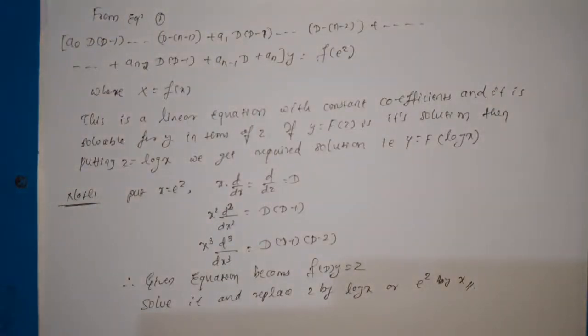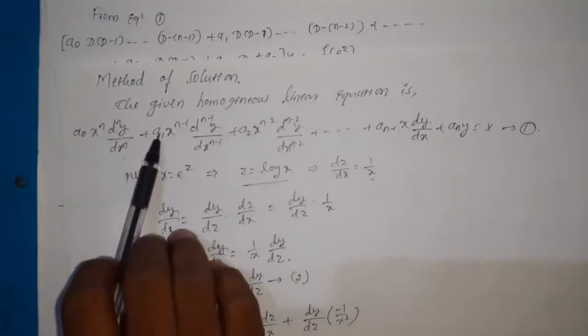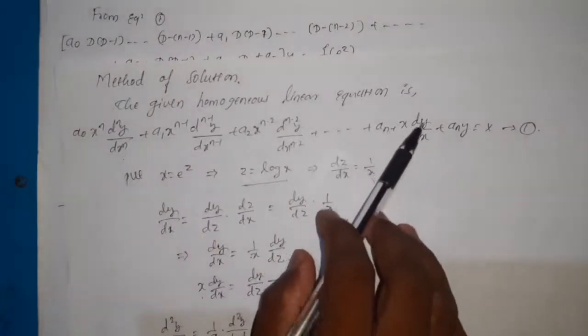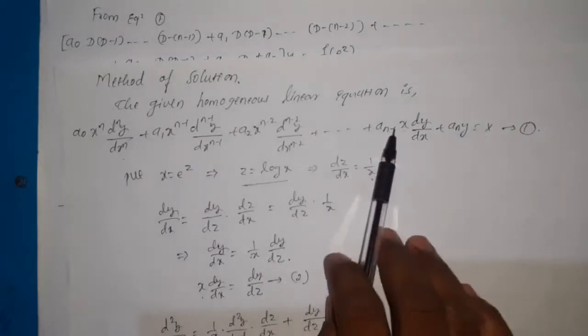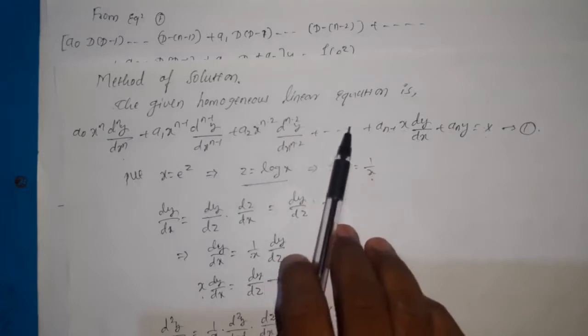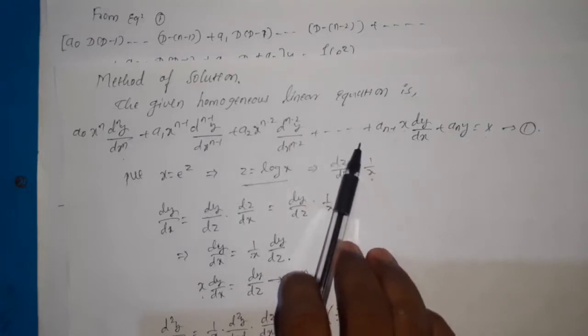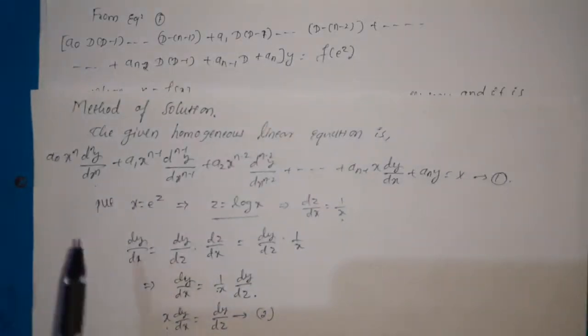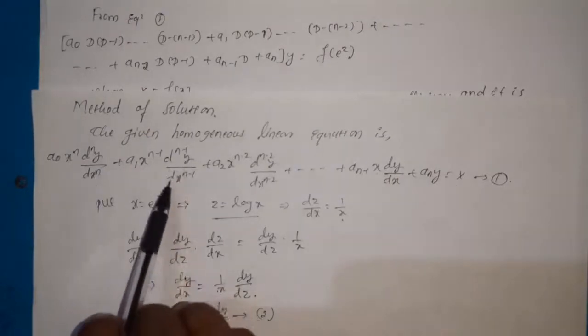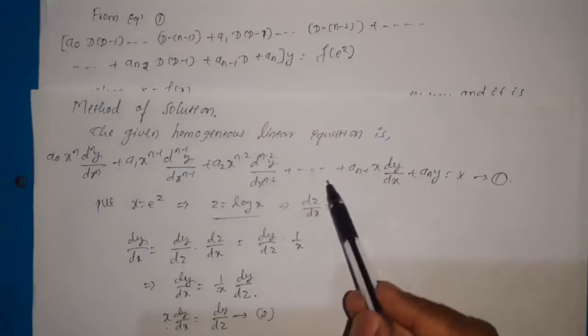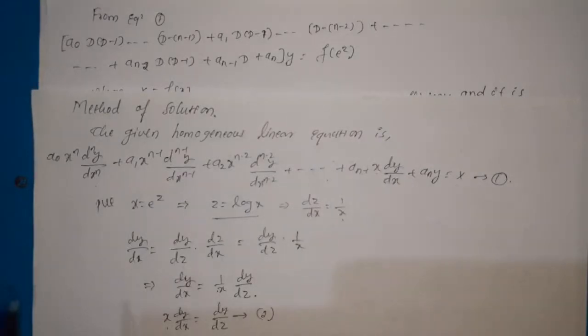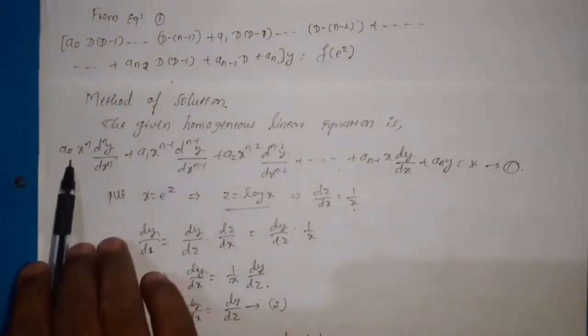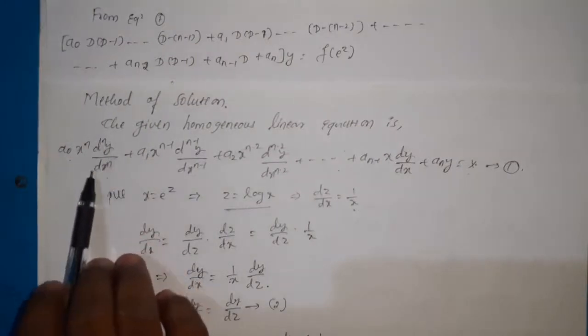Now from equation 1, here this is the first equation, that is a naught x power n d power n y by dx power n, plus a1 and so on, plus an minus 1 x into dy by dx plus an y equal to capital X. Here the previous term is an minus 2 into x square d square y by dx square. So now we have the terms d power n y by dx power n, d power n minus 1 y by dx power n minus 1, x d square y by dx square, and x dy by dx in terms of capital D, and capital X is a function of x, and we have substituted x equal to e power z. Then the first equation becomes a naught as it is, then x power n d power n y by dx power n.